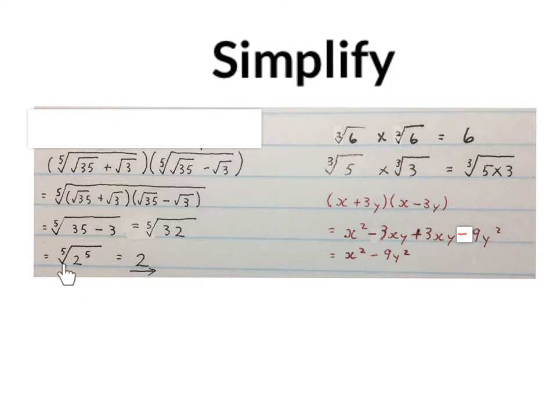Then I'll prime factorize the 32. And then I'll get my final answer. The fifth root of 2 to the power of 5 is 2. Please stop the video and get your brain around this problem.